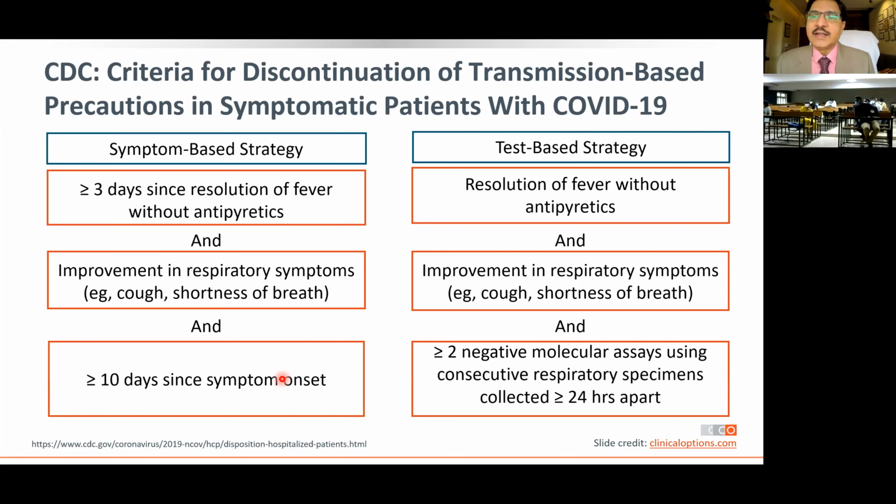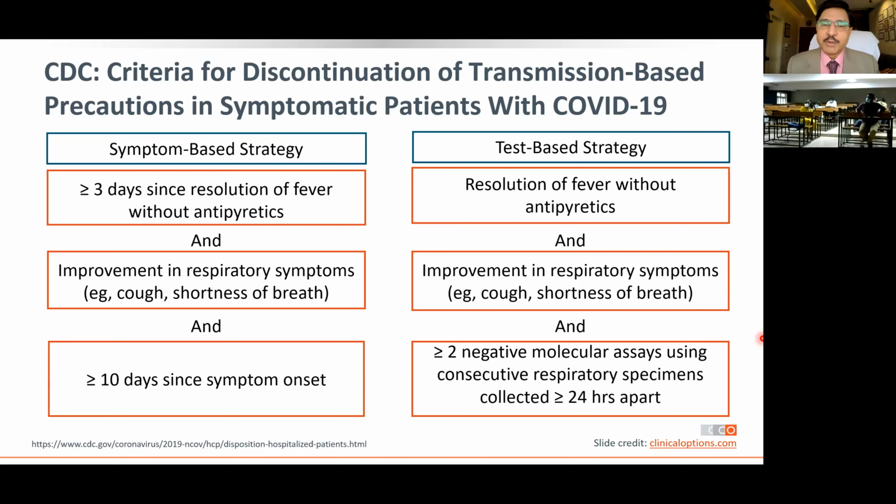Test-based strategy: resolution of fever without antibiotic and improvement of respiratory symptoms, and 2 negative molecular assays, not antibodies, my dear. 2 negative RT-PCR or RAT assays using consecutive respiratory specimens collected 24 hours apart. This is the test-based strategy.